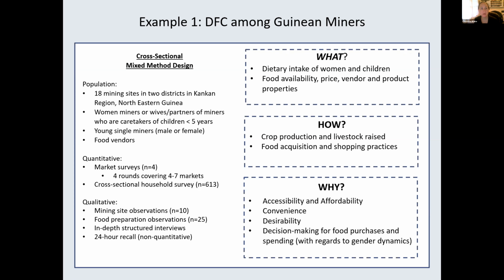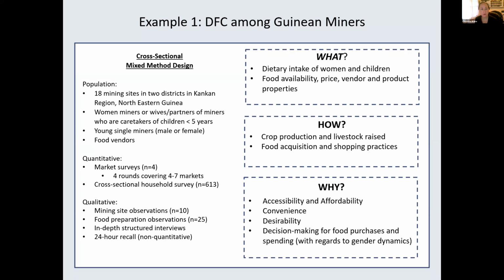They focused on women miners or wives, partners of miners who are caretakers for children under the age of 5 years old. They also interviewed young single miners, male and female, to get a different perspective, and food vendors. They included quantitative market surveys with 4 rounds covering 4 to 7 markets, and cross-sectional household surveys with 613 participants.